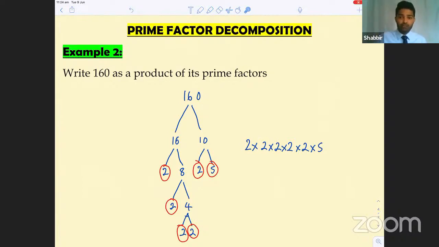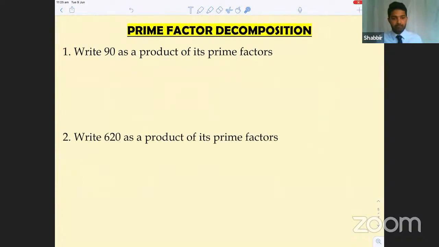Right, I'm going to get you guys now to have a go at this. I'm going to give you a few minutes to have a go at a couple of questions. Again, you're going to have probably 4 minutes on 2 questions to see if you can work them out, and I'll go through them with you. Okay, here we go. There's your 2 questions. Write 90 as a product of primes and 620.